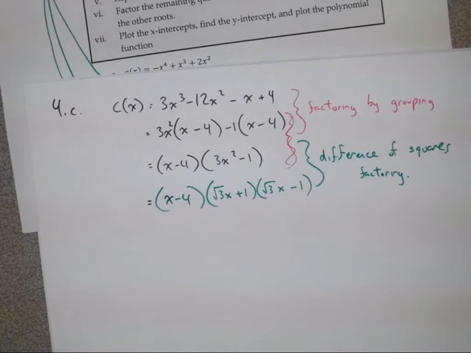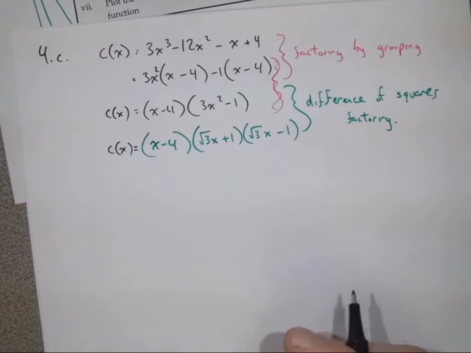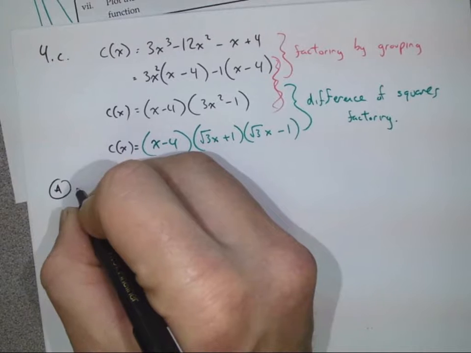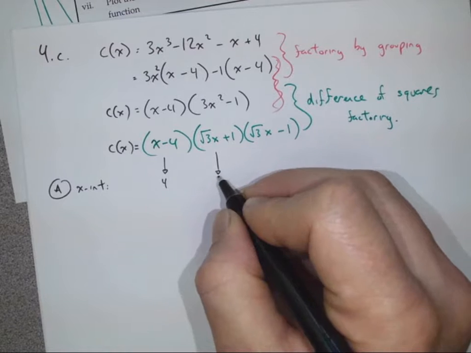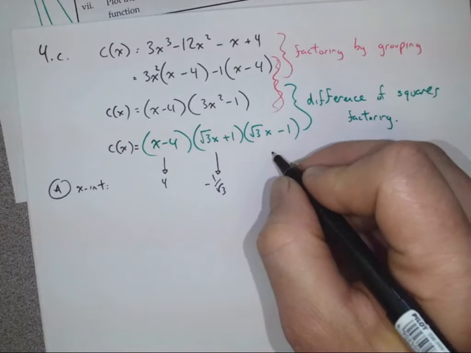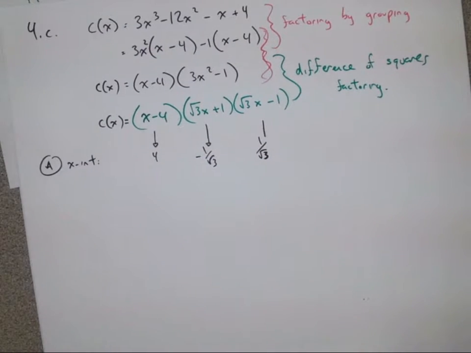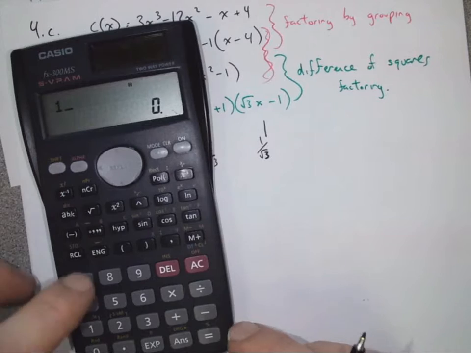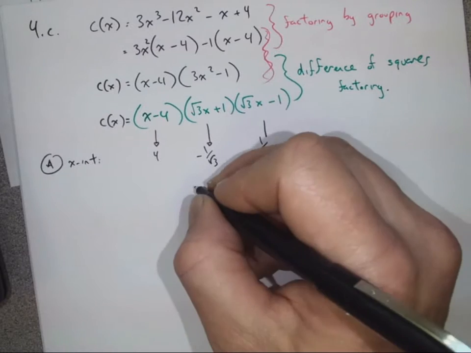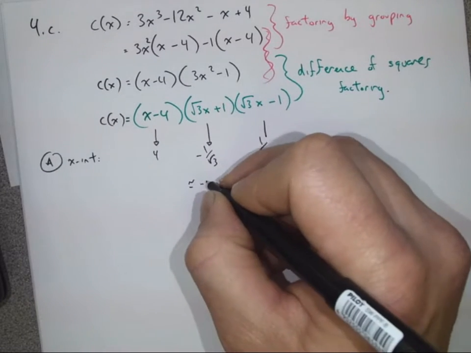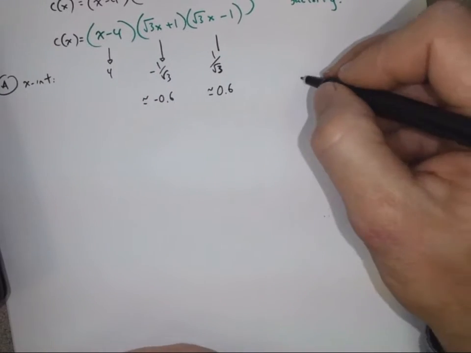Okay, so of course that's our c of x. All right, so now we can sketch. Part 1, we're going to find our x-intercepts. And so we get 1's at 4, negative 1 over root 3, and 1 over root 3. I don't know exactly how big those are, so I'm going to get my calculator out and approximate that. 1 divided by root 3 is 0.5, so I'm going to say 0.6. So it's approximately equal to negative 0.6 and approximately equal to positive 0.6. So those are our 3 roots.